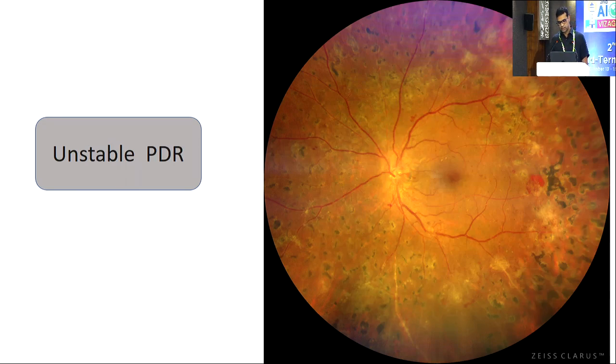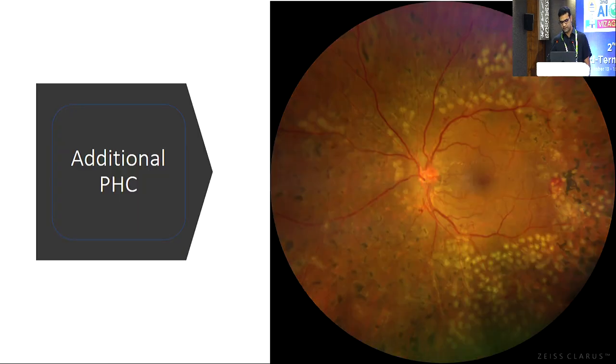So this is also a patient where you can see there are a lot of skip areas in between, and the new vessels are not completely regressed. So you can evaluate the skip areas by taking a wide field picture, and you can add laser on all the ischemic areas.